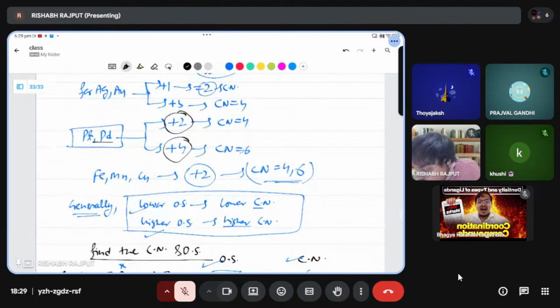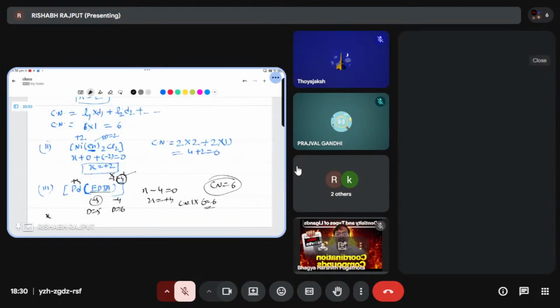You can also take it like this: x, minus 4 into 0 comes plus 4. So here platinum has plus 4 charge and the coordination number will come 6, because EDTA has 6 denticity into 1. That is the coordination number, it's coming 6. So that is why I'm saying your oxidation state will help you to find it.